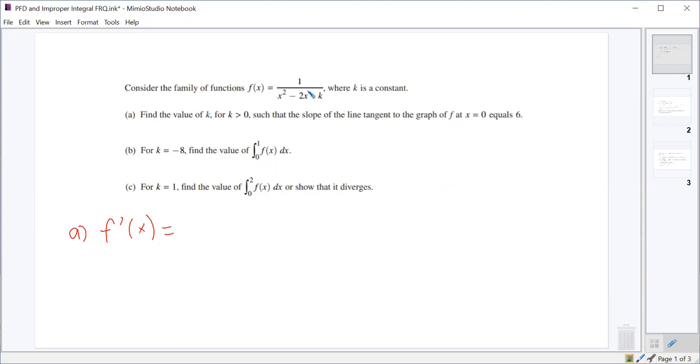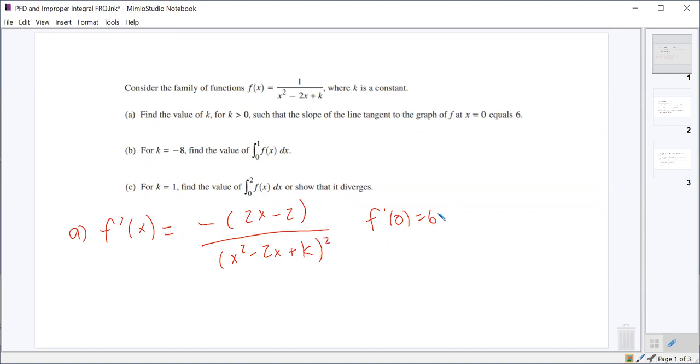So this is just a reciprocal rule. It should be the opposite of the derivative of the denominator, which is 2x minus 2, over the denominator squared. And we want the slope of the line tangent to f at x equals 0 to equal 6. So we want f prime of 0 to equal 6.